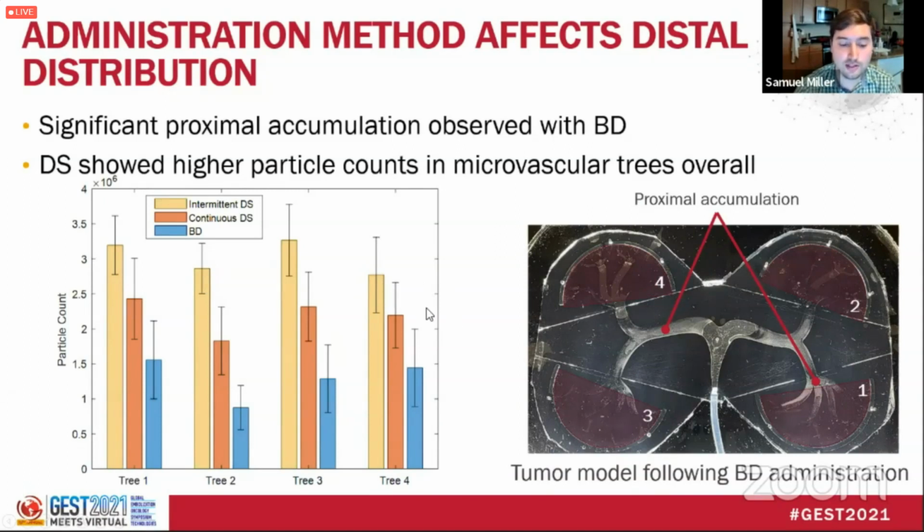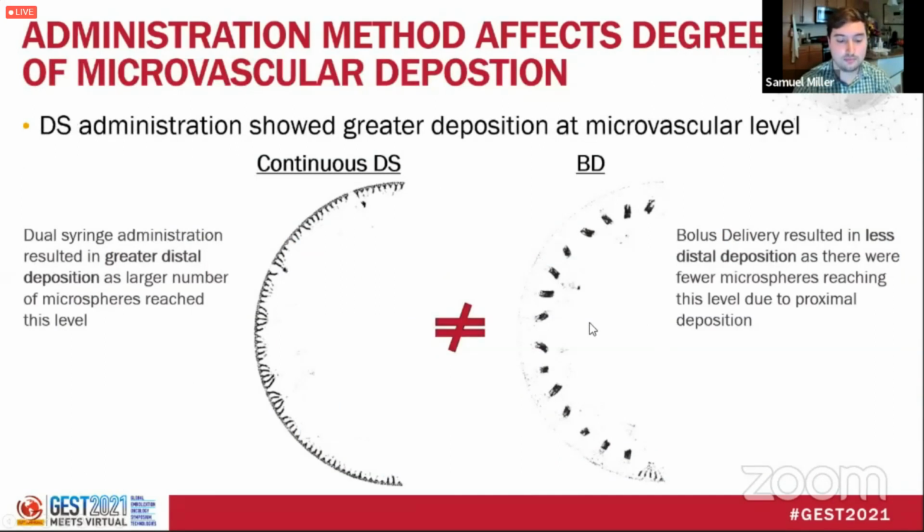So upon further investigation, we saw that there was significant proximal accumulation that you can see in this region here for the bolus delivery case, which is something that we didn't really see for the dual syringe cases. Additionally, there was accumulation of particles proximal to the most distal vessels for the bolus delivery case. In contrast, for both dual syringe cases, we saw a good distal filling of the microvasculature, which is shown here, with little to no proximal accumulations.